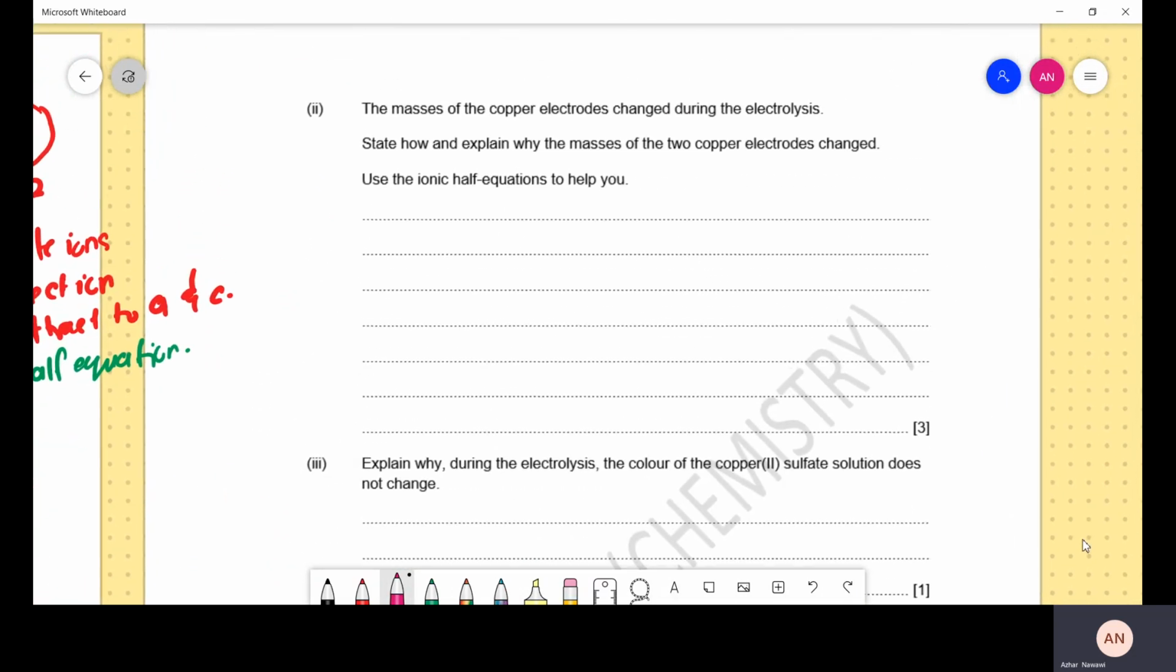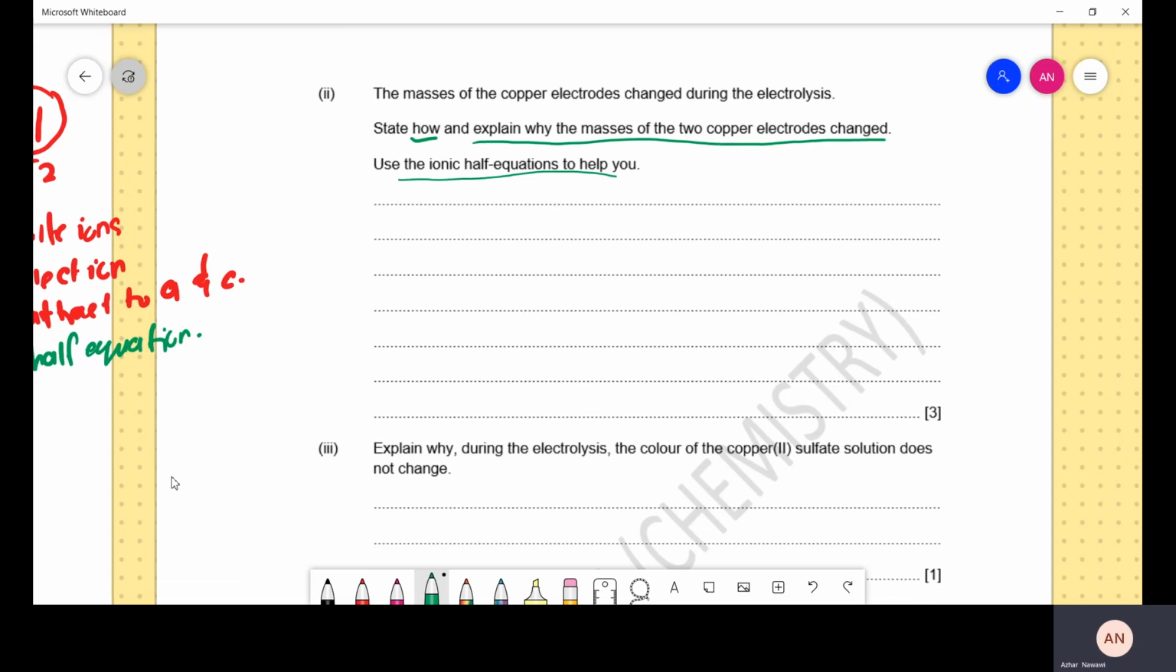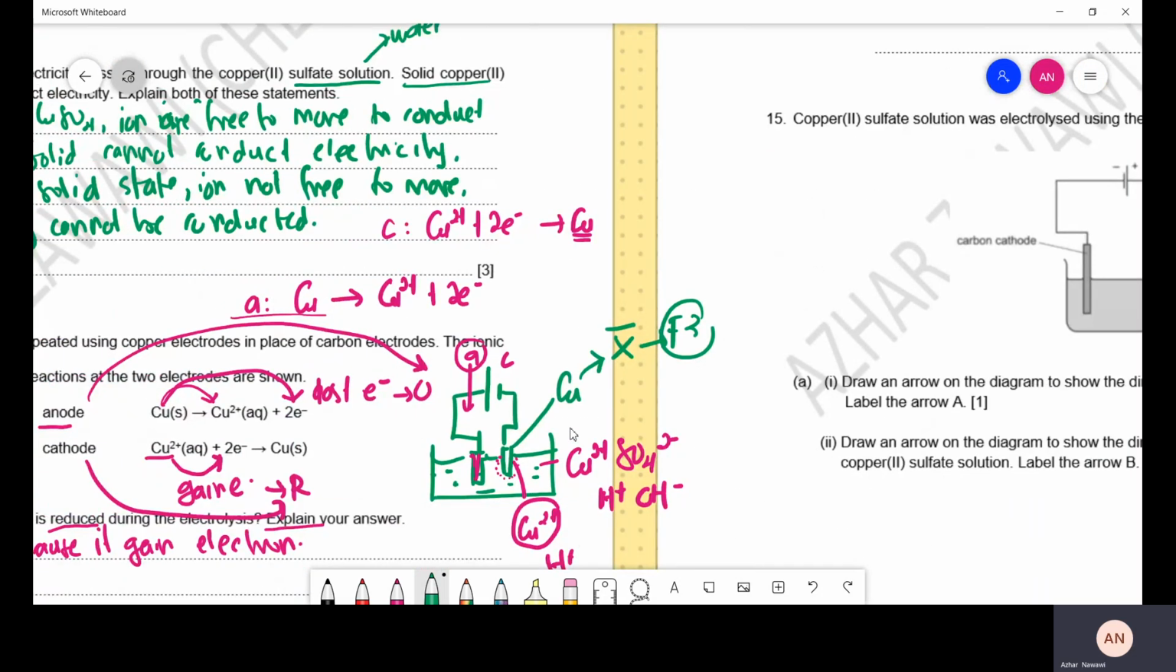Okay, now for this question, the mass of the copper electrode changes. We discussed already, they become thicker, right? If you remember just now: state how and explain why the mass of the two copper electrodes change. Use the ionic half equations to help you. For the anode they become thinner, for the cathode they become thicker because you choose Cu2+. This one solid to liquid becomes thinner, but this one from liquid becomes solid, so it becomes thicker.